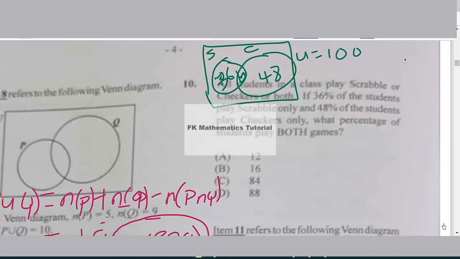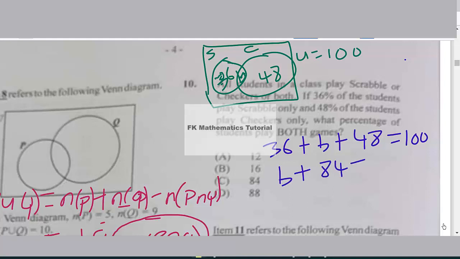Now, we know that when we add all of these, we should get 100. When we add 36 plus those who play both, then plus 48, it should give us 100. So 36 plus 48 will give us 84. So B will be equal to 100 minus 84, and that will be equal to 16. So the correct answer is option B.